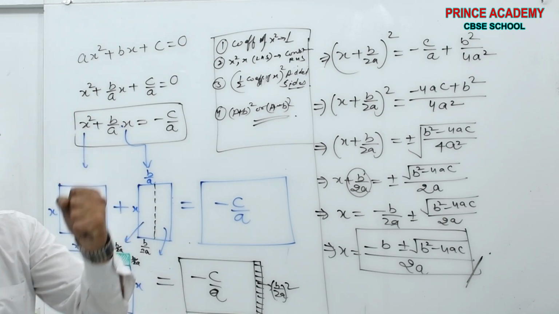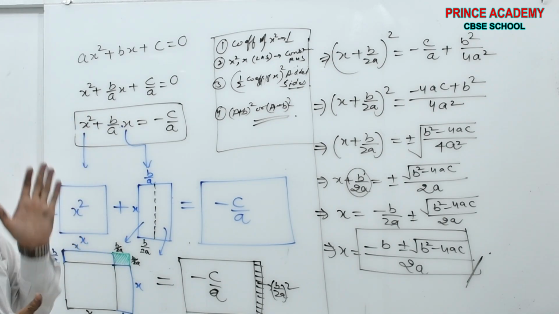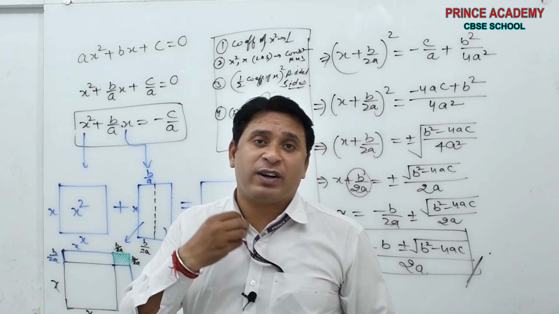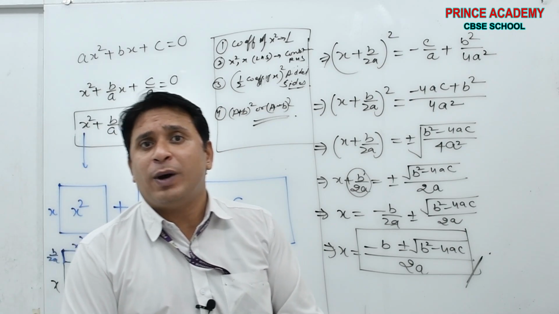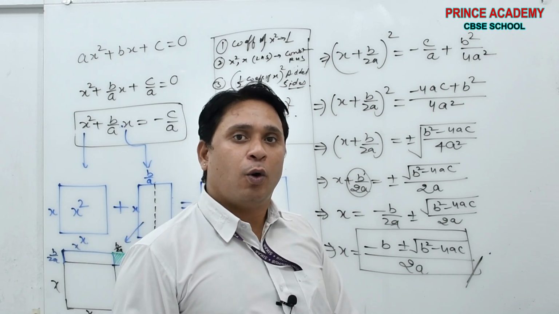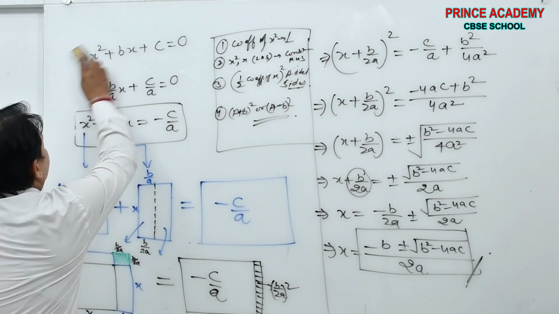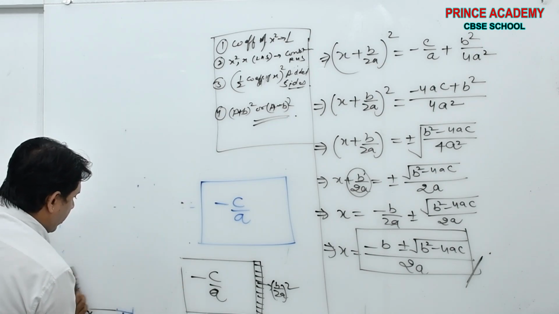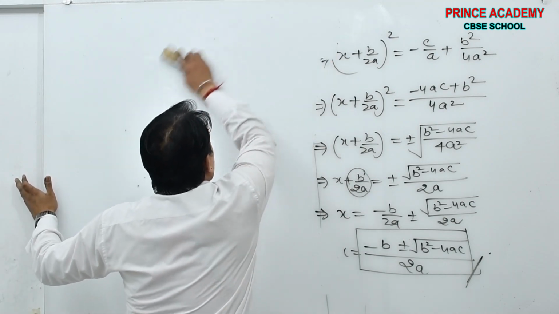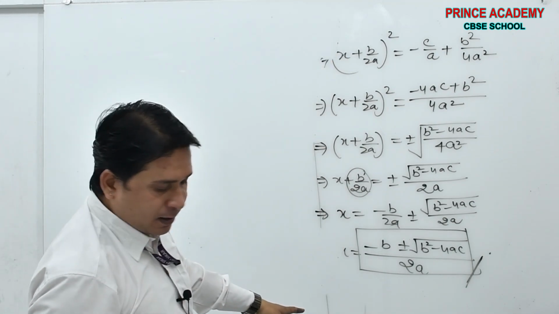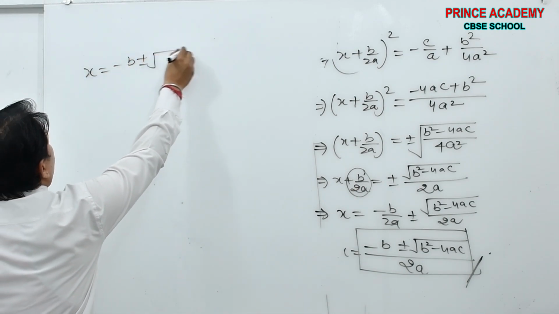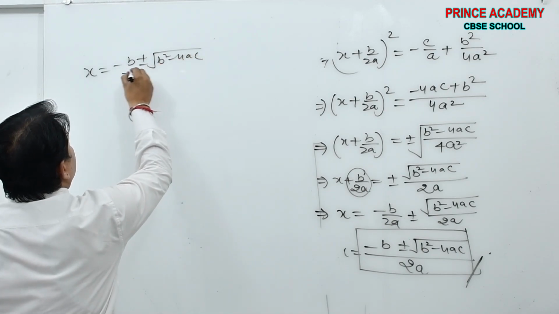Done beta? Okay. Take the screenshot. Done? Now, however many times you want to watch the video, you can watch, but you should clear this concept. Okay beta? Now see what we got from here, the value of x. The value of x is minus b plus minus root b square minus 4ac, by 2a.